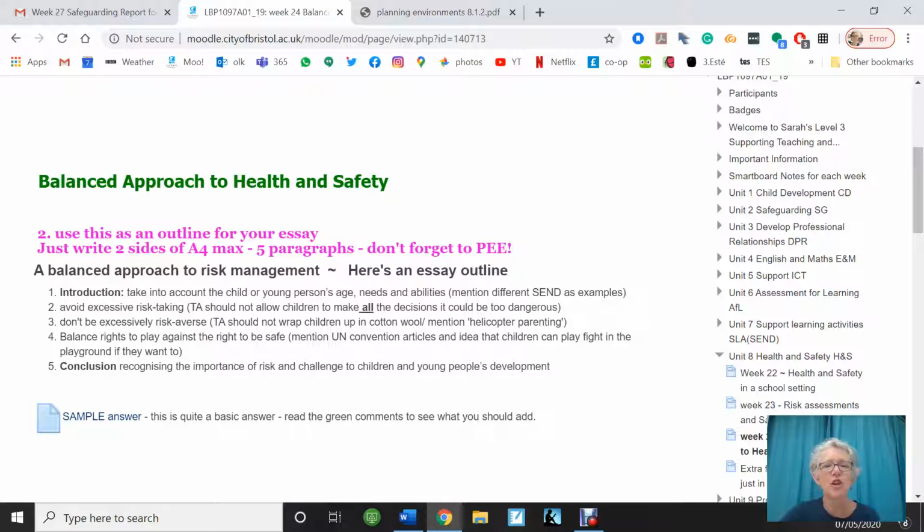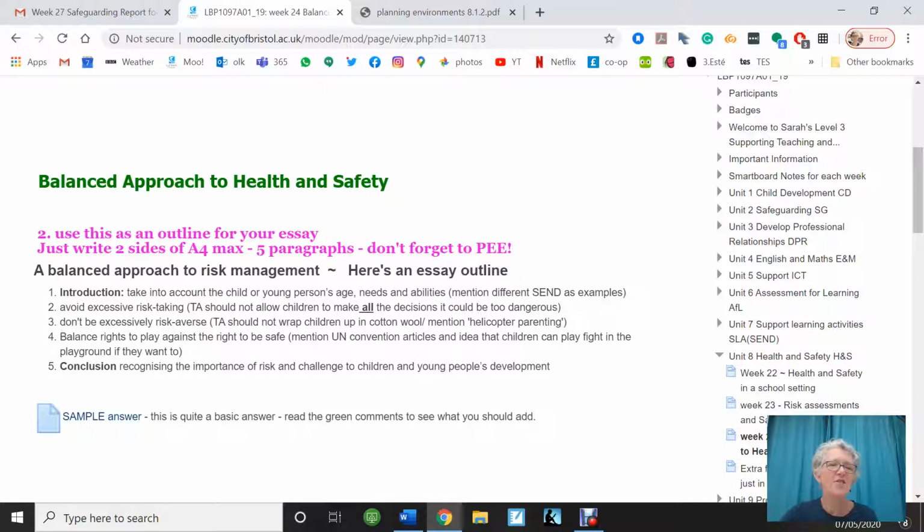account the child or young person's age, needs and abilities. Mention different special needs as examples. So we're talking about, should you wrap the children up in cotton wool? Or should you let them make all their decisions themselves and learn by having accidents? Well, obviously, if a child has special needs, you're going to do that differently from a child who hasn't. You're going to treat a 4-year-old differently from an 11-year-old.